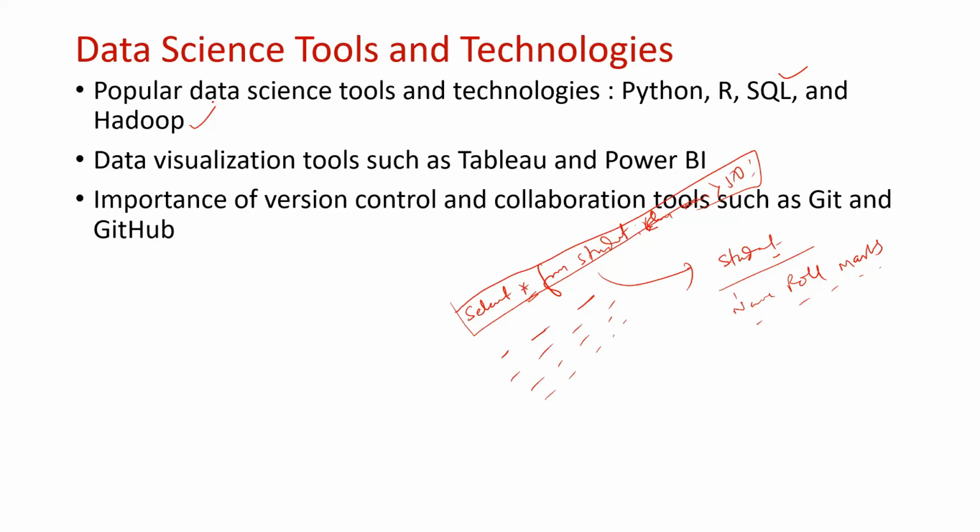For data visualization, as you saw, we use Tableau, Power BI. Apart from this, we do have Python also, and in Python we have libraries like Matplotlib and Seaborn, right? And for version control, if you have multiple projects and tools, then we have Git and GitHub. They are there for versioning of your software.